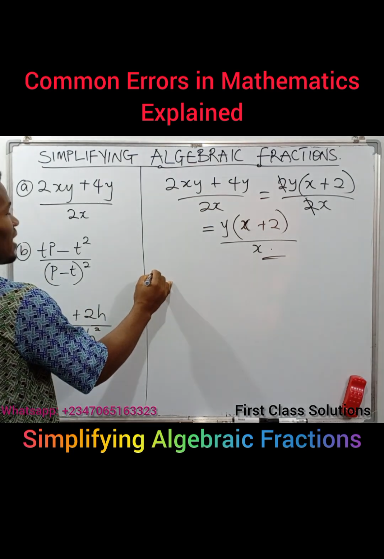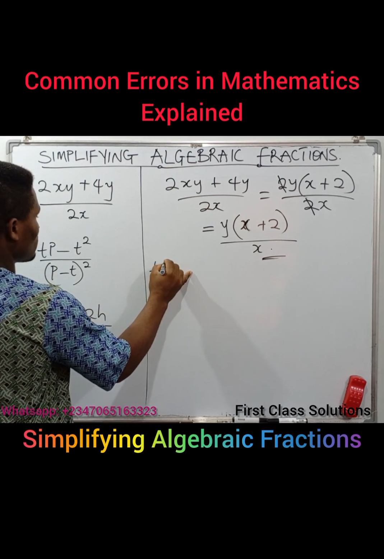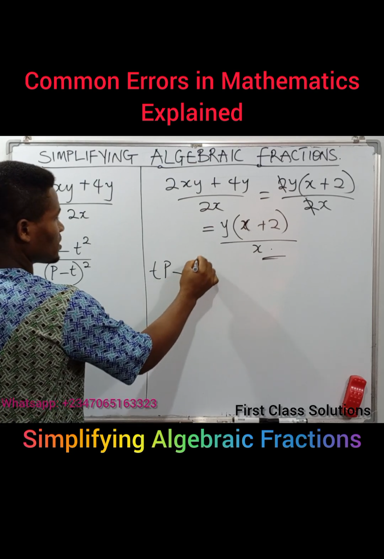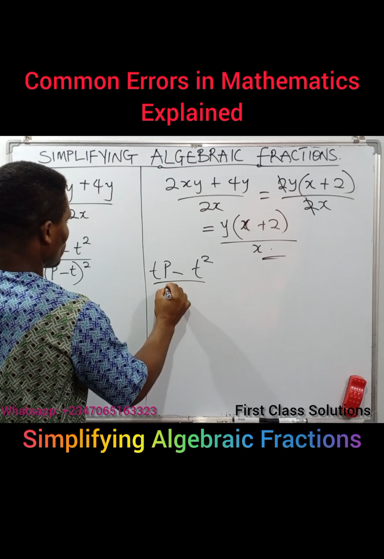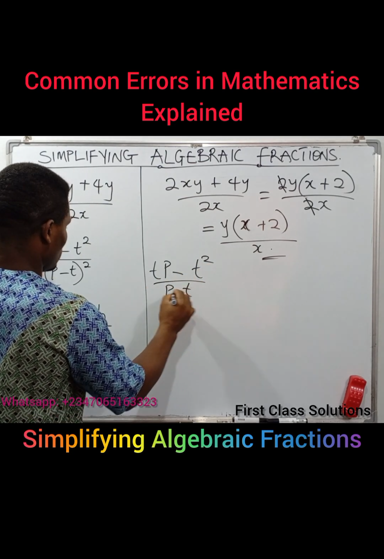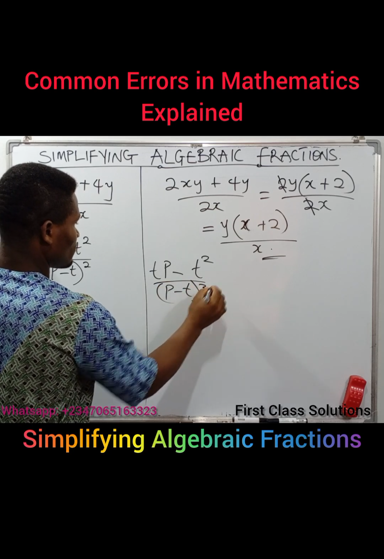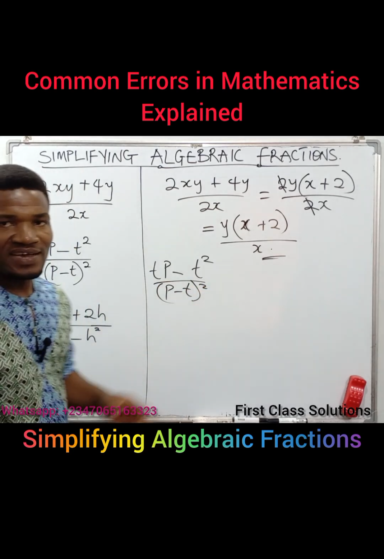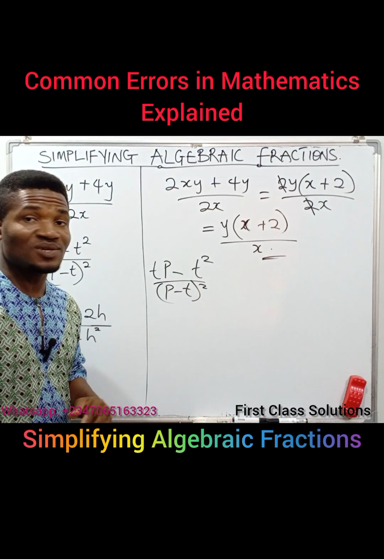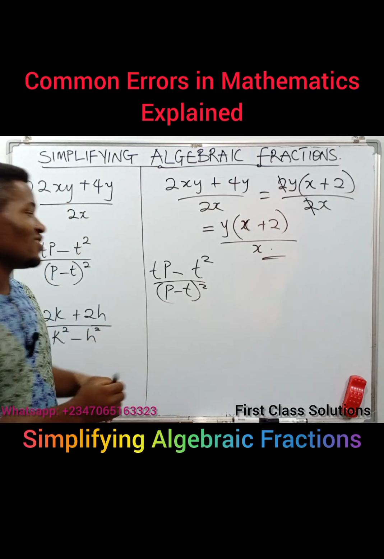The second one, we have (tp minus t squared) all over (p minus t) all squared. I gave a student this one. Do you know what the student did? It will shock you what the student did. The student decided to just cancel.